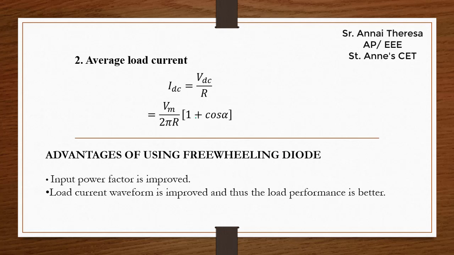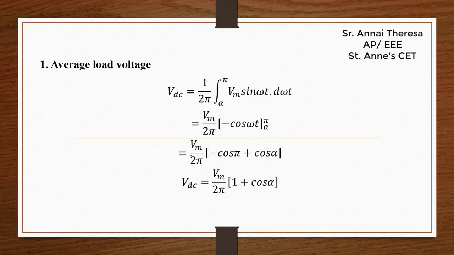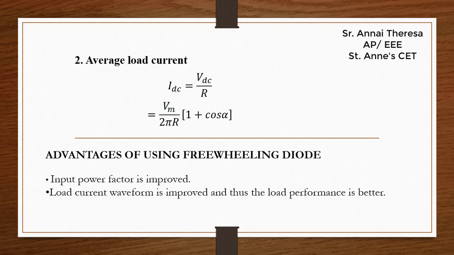So VDC is equal to Vm/2π into (1 plus cos α). Then the average load current IDC is equal to VDC by R. The VDC value we have already derived, so IDC is equal to Vm/2πR into (1 plus cos α).